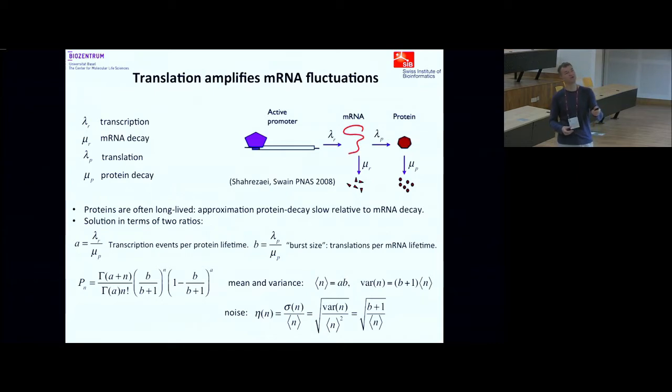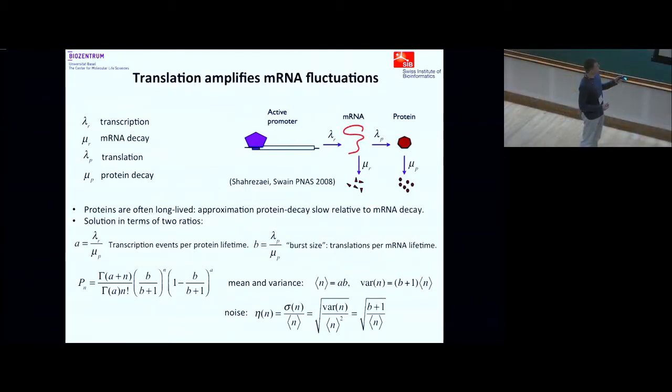So for example, this was done in this paper. And then it turns out the limit distribution that you now get in the number of proteins per cell is a negative binomial distribution. And it depends on two parameters, A and B. So the parameter A is the number of transcription events. So it's the transcription rate divided by the protein decay rate. So you basically can think about it like how many new transcripts are made during the lifetime of one protein on average.